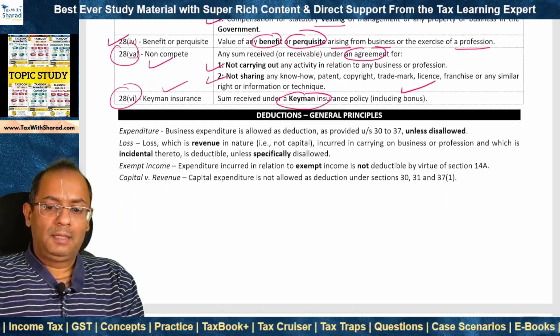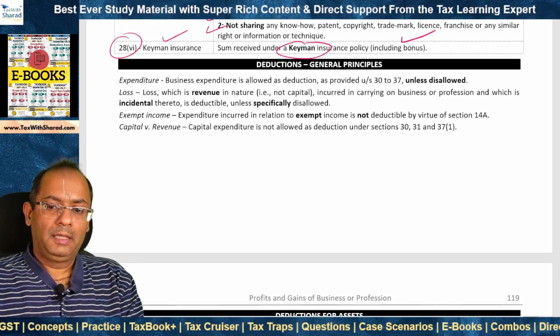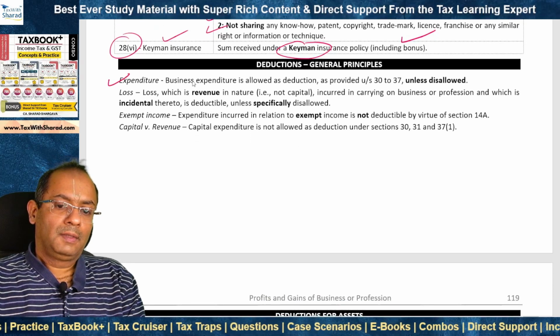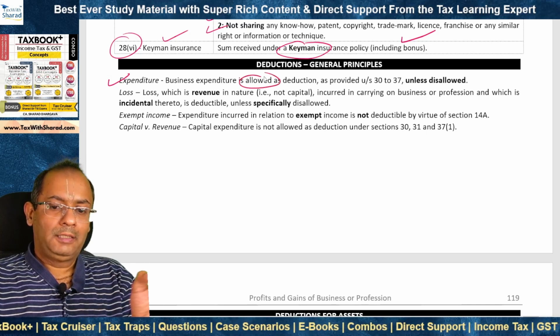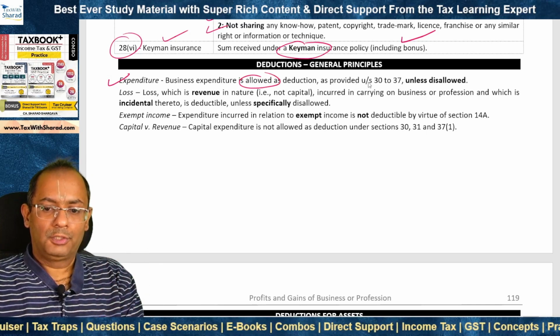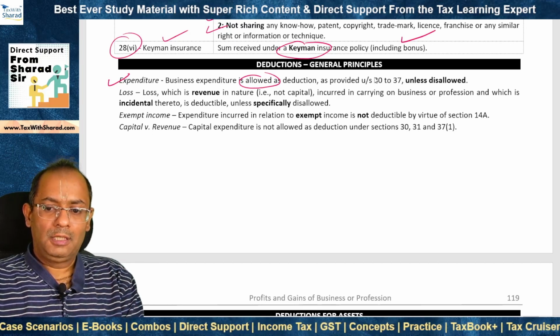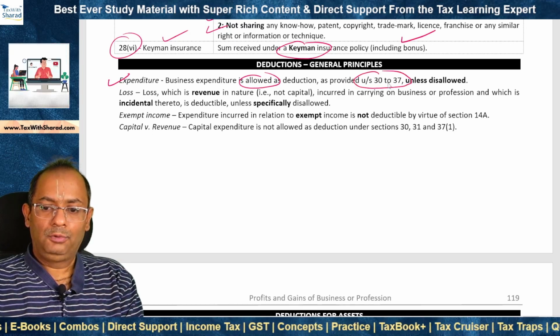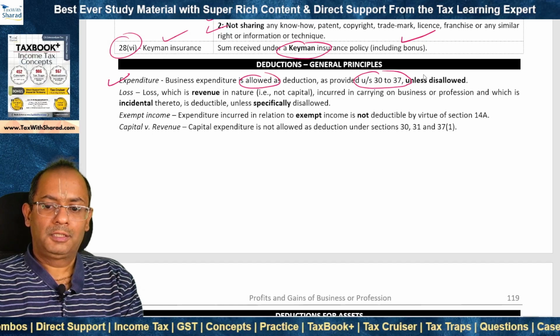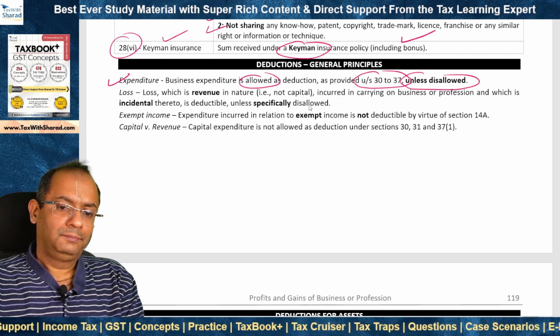As far as deductions are concerned, it's useful to note down certain general principles. Business expenditure is allowed as a deduction. This is what all of us know. And these deductions and allowances are provided under sections 30 to 37. So these are allowed as deductions unless disallowed.